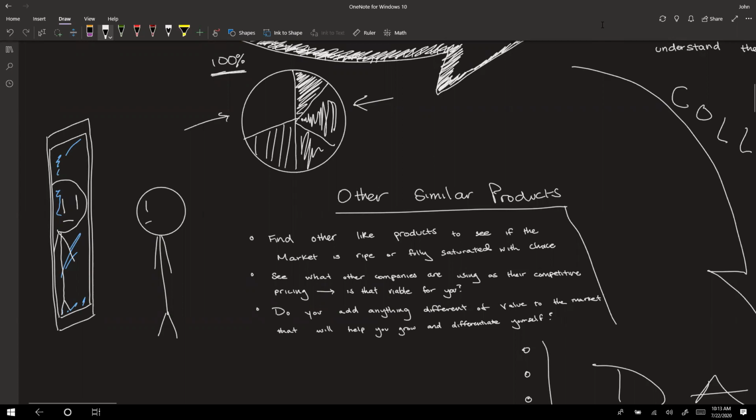So what a saturated market is with choice is that there are a ton of different choices out there. Like the market or people's choice, the amount of people's choice is pretty huge, right? When you go downtown Chicago or when you go to a shoe store, it's not like you're struggling to find different choices for your shoes.